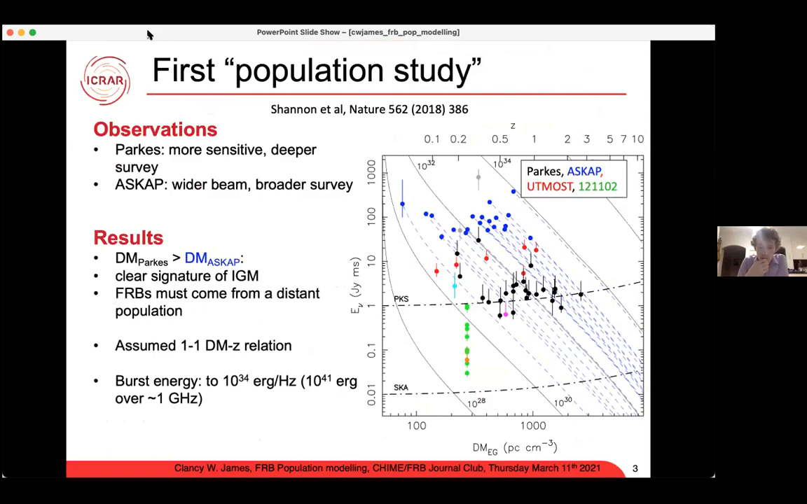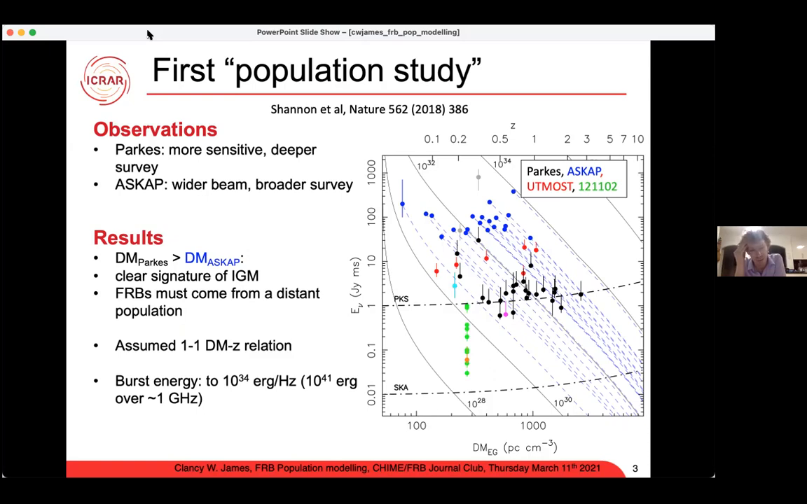So let's dive right in. If you aren't familiar with FRBs by now, I'll skip all that intro. I assume everyone here is with CHIME FRB. Yep, got it, that's right. So this is how I would characterize the first population study of FRBs.